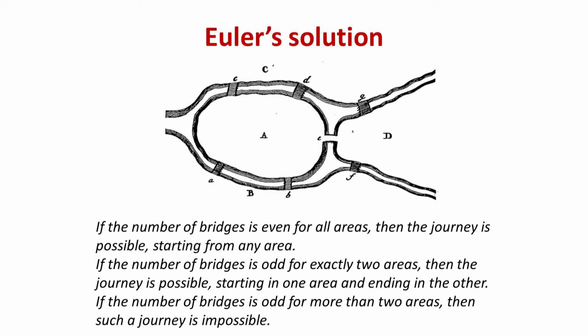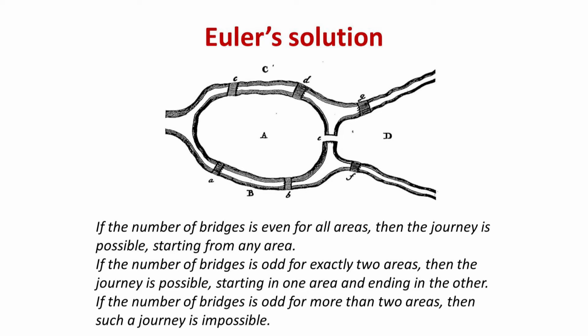is possible, starting from any area you wish and ending in the same place. If the number of bridges is odd for exactly 2 areas, then the journey is possible as long as you start in one area and end in the other. In the middle of your walk, everything is even, so whenever you come in, you can go out again, but then you end up at the other odd area. However, if the number of bridges is odd for more than 2 areas, then such a journey is impossible.